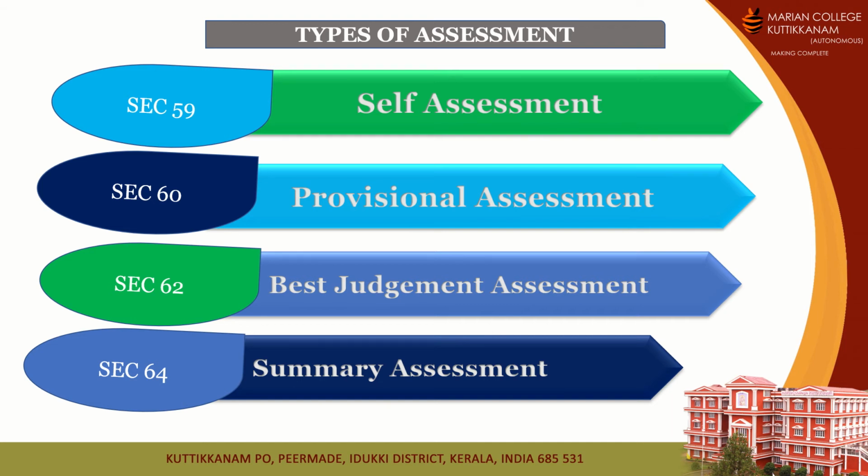Section 59, which deals with self-assessment, Section 60 which deals with provisional assessment, Section 62 containing provisions related to best judgment assessment, and Section 64 which deals with summary assessment or protective assessment. So now we will see each assessment one by one.